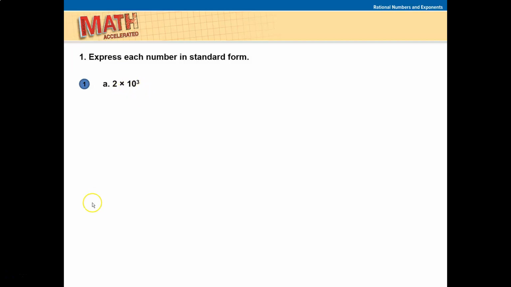So 2 times 10 to the third. It's a positive exponent, so we're going to move the decimal 3 to the right because it's positive. So we go 1, 2, 3, fill in our zeros. You get 2,000.